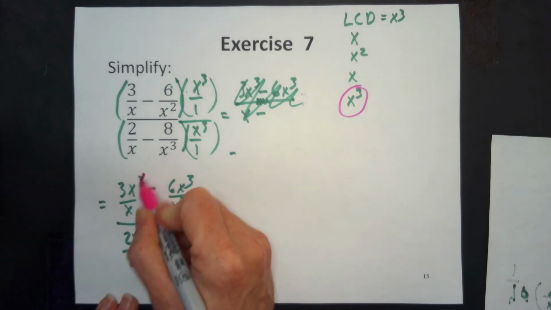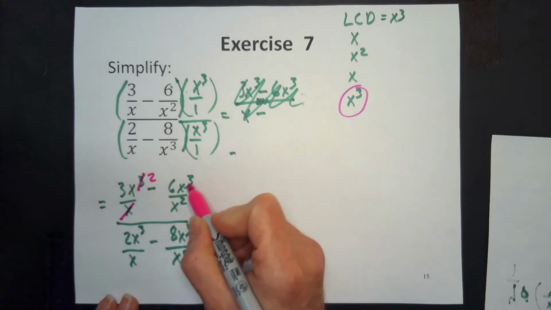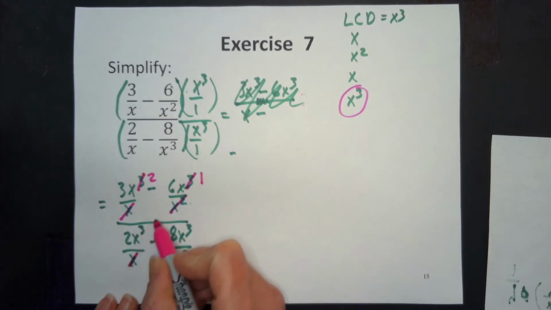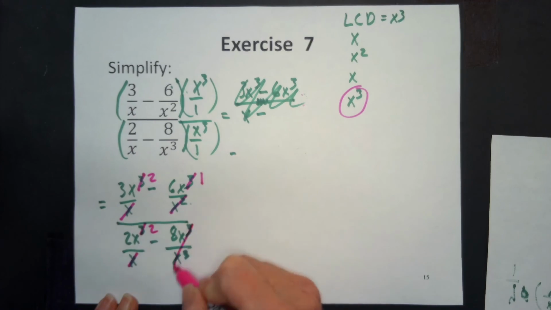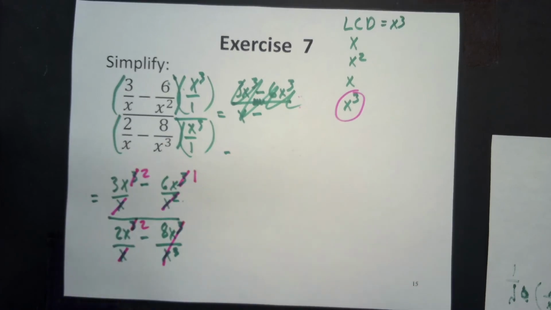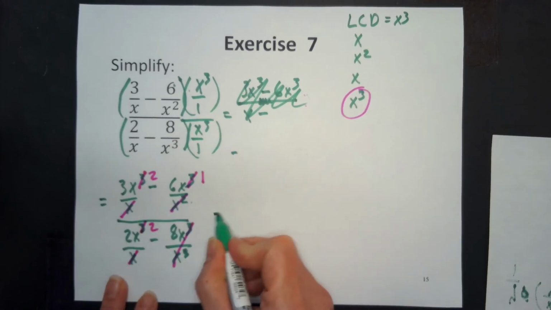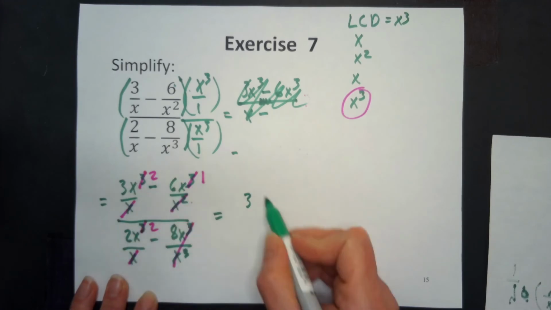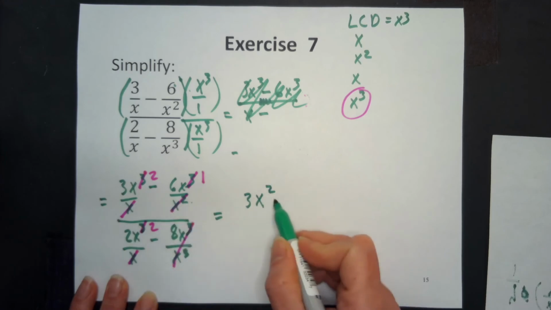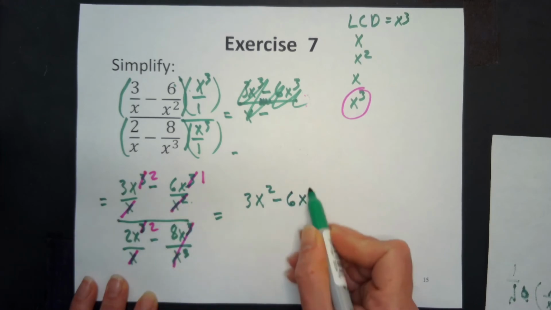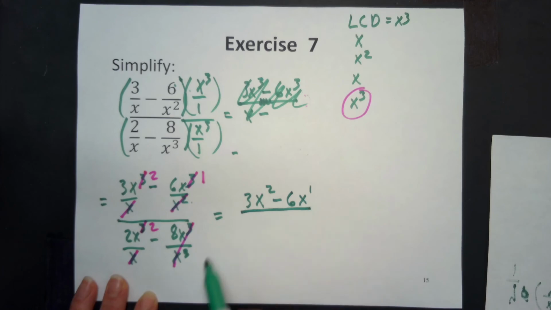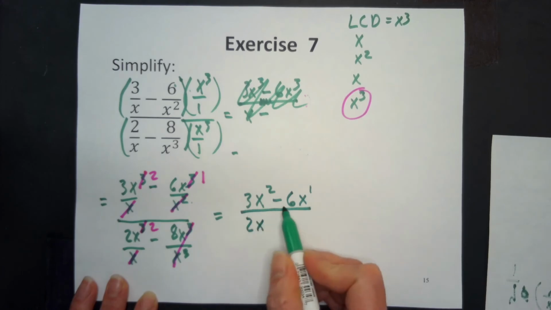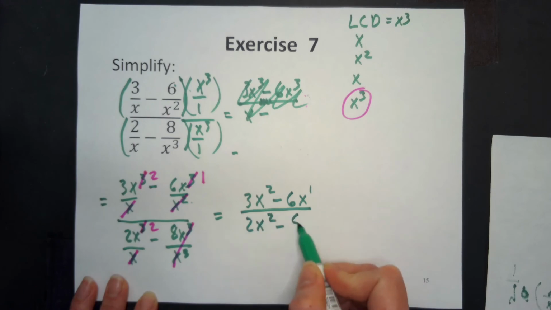I'm going to go through and cancel. So here I can get one of these powers to cancel. Here I'm going to get 2 of these powers to cancel. Here I'm going to get 1 of these powers to cancel. And here all 3 of the powers cancel for x. So we rewrite that as 3x squared minus 6x, you don't need to write the 1, and then we're going to have 2x squared minus 8.